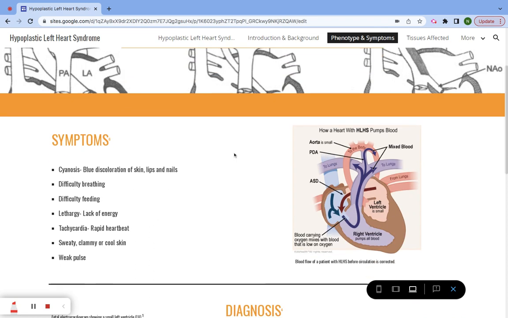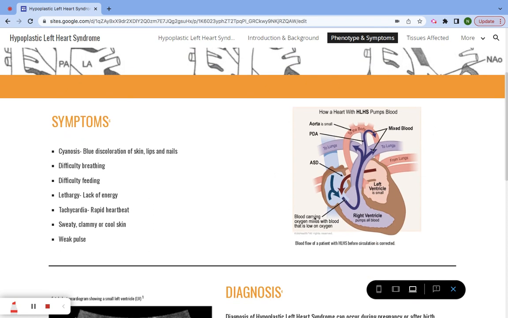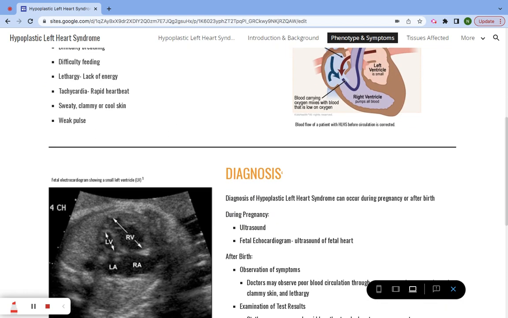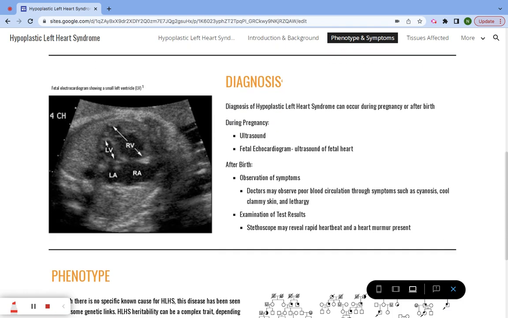Here's the phenotype and symptoms page. I chose to include this image of blood flow seen in a patient with HLHS, and I chose to put it right next to the symptoms because we can kind of see why we see the symptoms. For example, cyanosis and weak pulse. We see it because the left ventricle is small and therefore causes low blood perfusion to the rest of the body. And also, we can kind of explain how tachycardia is seen kind of as a compensatory measure for this low blood perfusion.